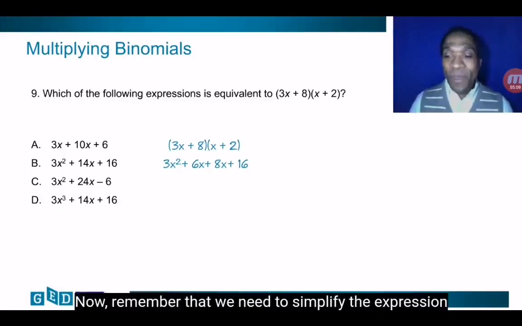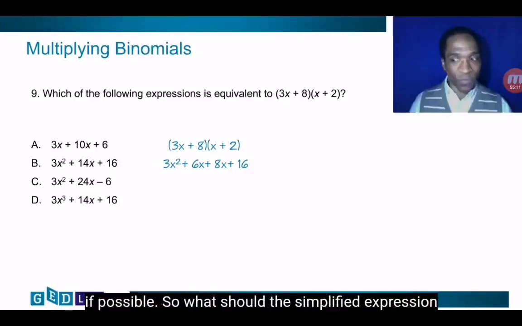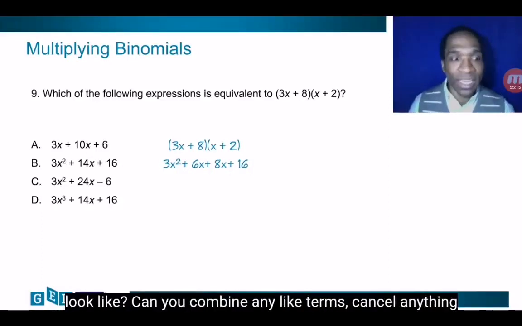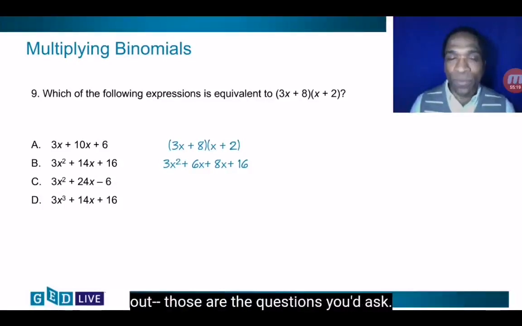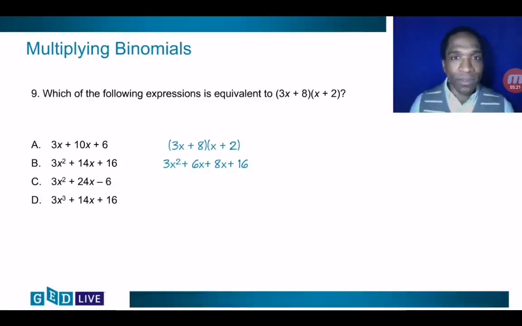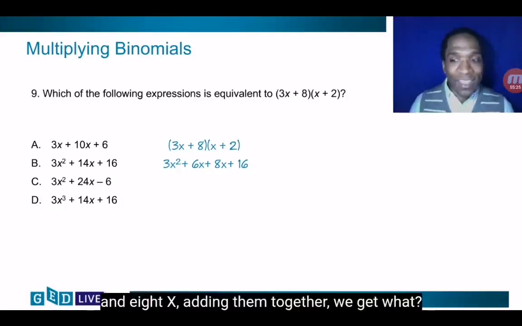Now, remember that we need to simplify the expression if possible. So, what should the simplified expression look like? Can you combine any like terms, cancel anything out? Those are the questions you'd ask. Well, 6x and 8x, adding them together, we get what?